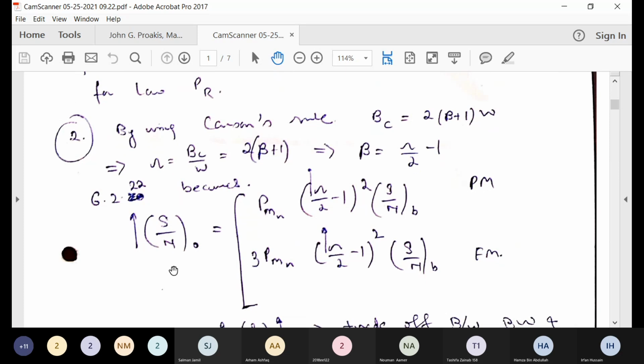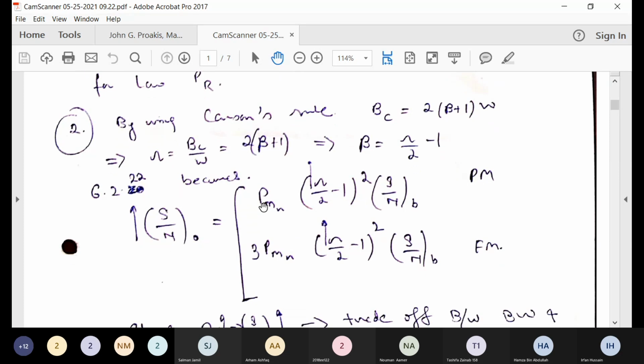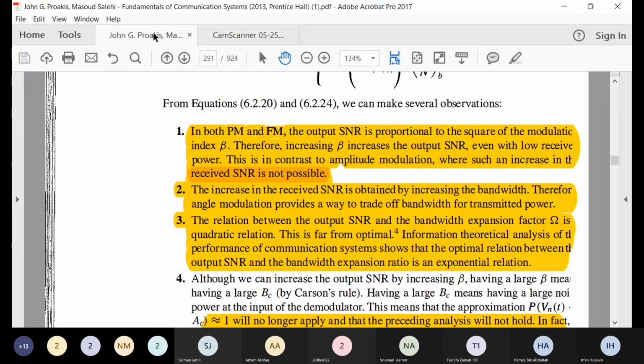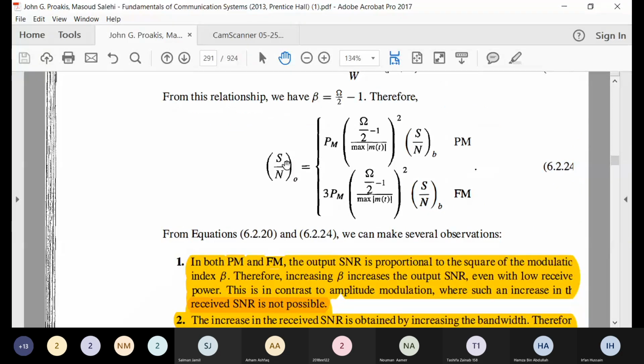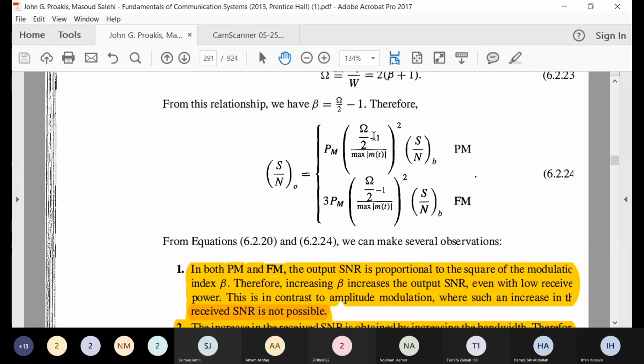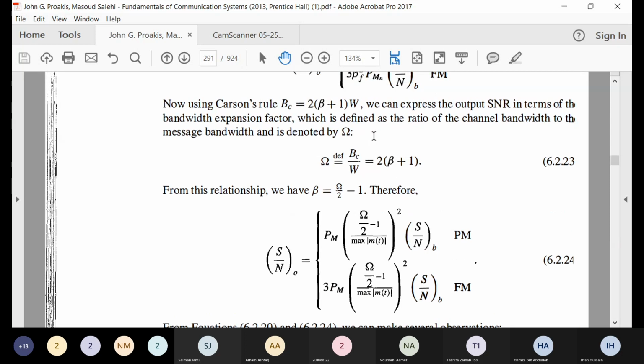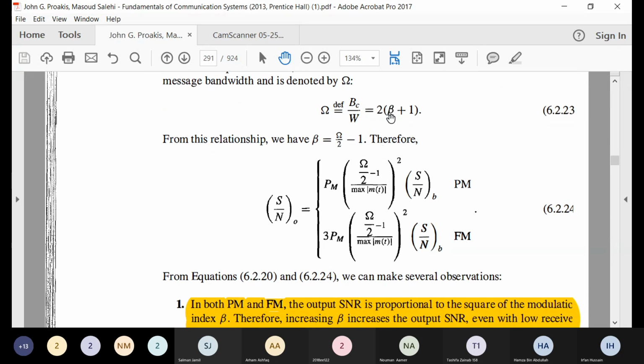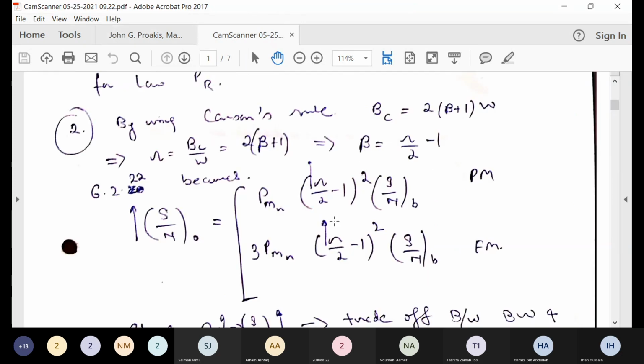This expression was also there in the book, that the signal to noise ratio at the output level can also be expressed as follows. This shows us that if you increase your bandwidth expansion ratio, the signal to noise ratio will actually increase. We also saw this in the book in the last lecture. The signal to noise ratio at the output is directly proportional to the bandwidth expansion factor. The greater this factor, the greater will be the signal to noise ratio at the output. So if you want greater performance from angle modulation systems, you can increase the bandwidth, and hence you will get a greater signal to noise ratio at the output.